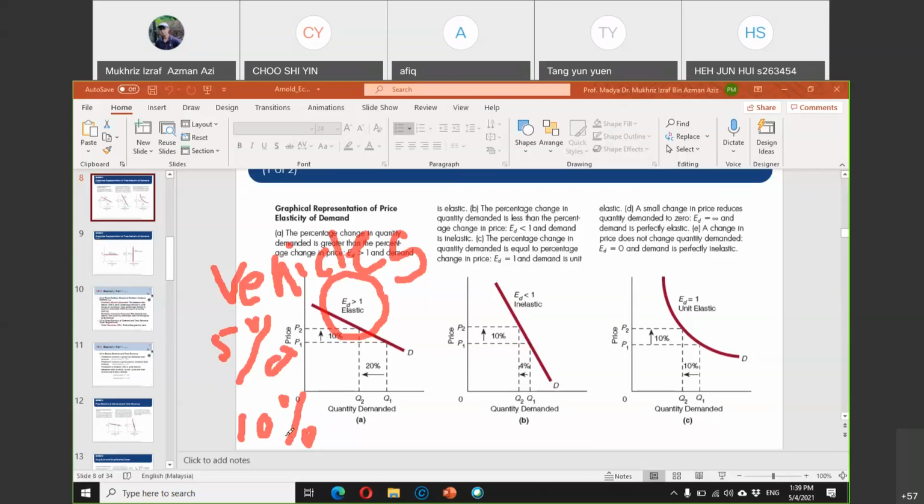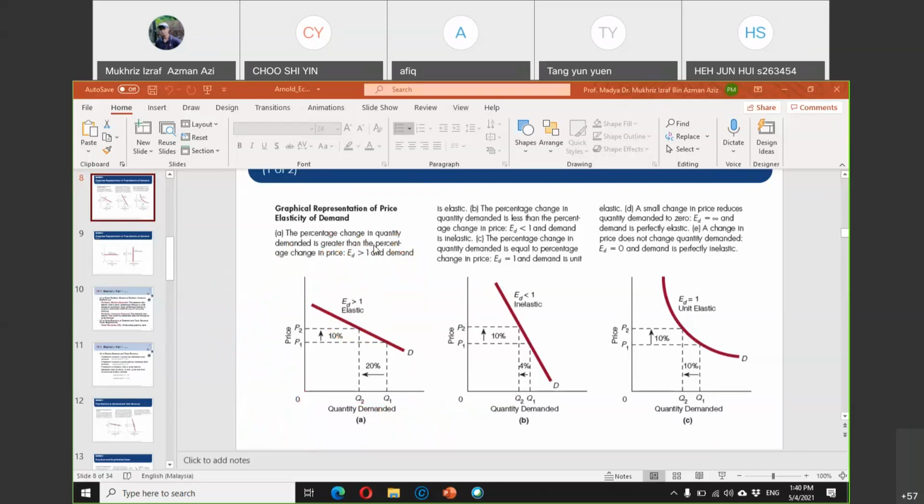So if you divide 10 by 5, you get 2. 2 means that the demand is elastic. The demand is elastic, meaning more than 1. More than 1 means it is elastic. So that is usually for normal goods. How about inelastic demand?